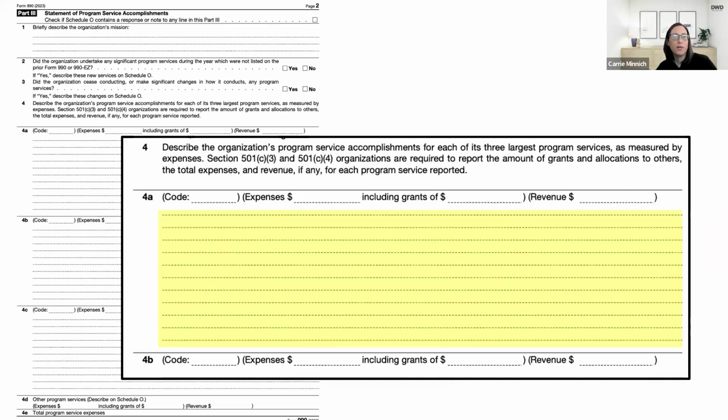Here on page 2, we also have to report our largest program service accomplishments. There's a spot for 3. You put the top 3 largest based on expenses, and then you summarize the rest of them. This is a really good opportunity for you to talk about what your organization did during the year, to brag on what you accomplished. How did you impact the community? How many people did you serve?